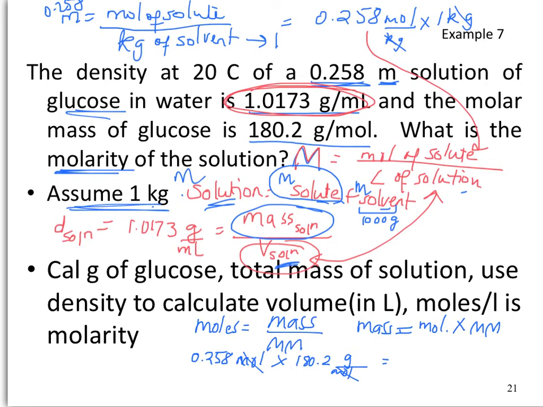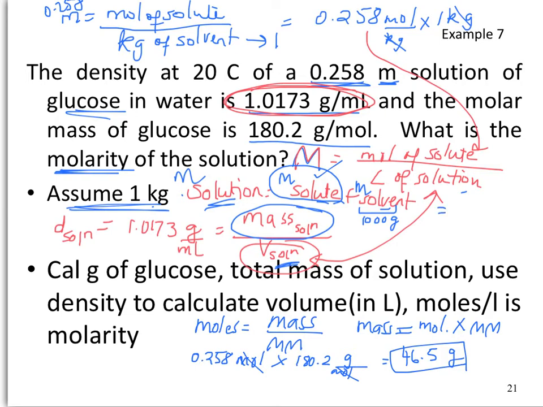Let's calculate. The number is coming out to be 0.258 times 180.2, 46.49 or 46.5 grams is what you get. So now I have the moles, the mass of the solute. The mass of solvent was 1000. So let's plug that value in.